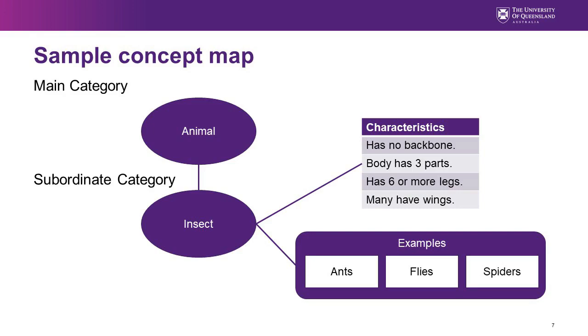backbone, its body consists of 3 parts, it has 6 or more legs, and it may have wings, etc. Also, if you know what insect means, then you can think of its examples such as ants, flies, and spiders. So you can see that the knowledge of a word can signify different associated concepts, as demonstrated in this figure.